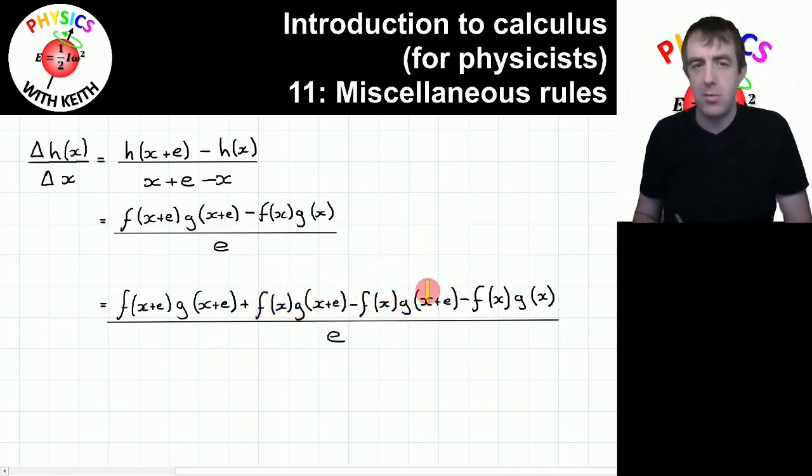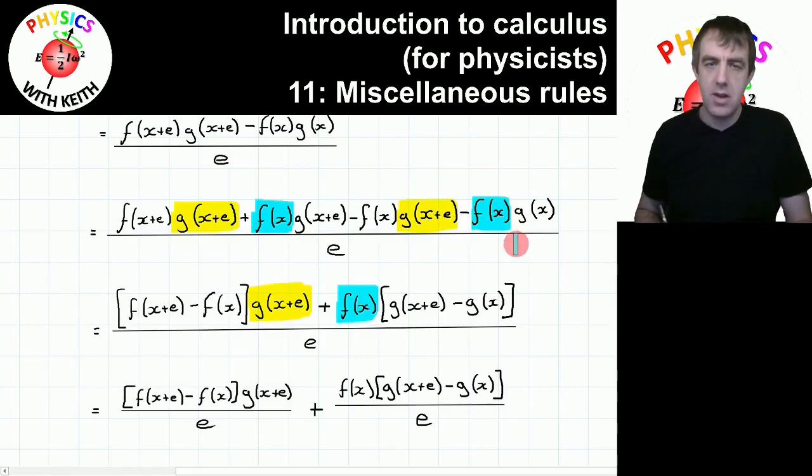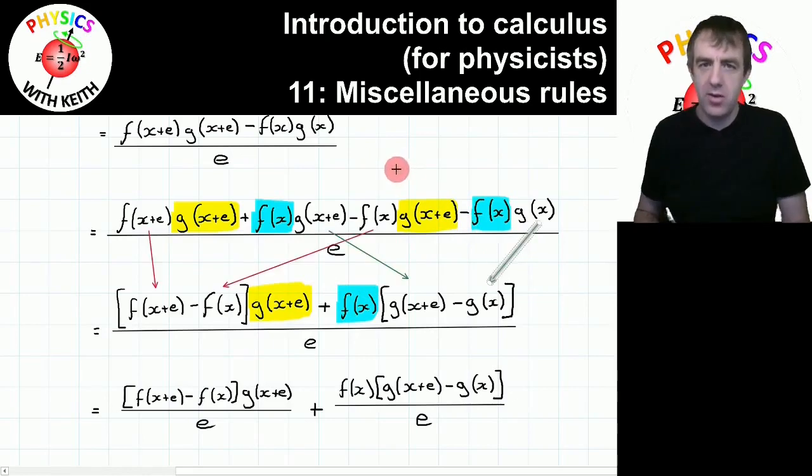Because I'm allowed to do that because I haven't actually changed the numerator at all by adding and subtracting the same thing to it. So now what I've done is factored out the function g of x plus e here, as you can see, and I've factored out the f of x here, as you can see. And from this, you can see where all the terms have gone. And importantly, you can see why there's the minus sign here and the minus sign here.